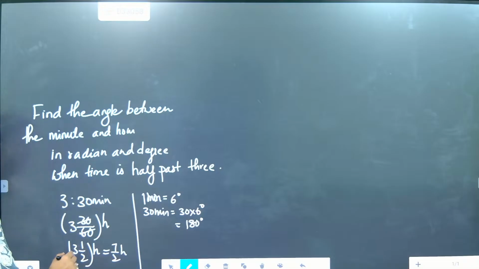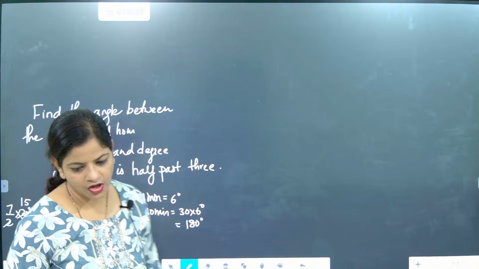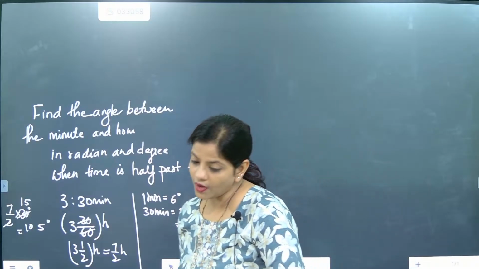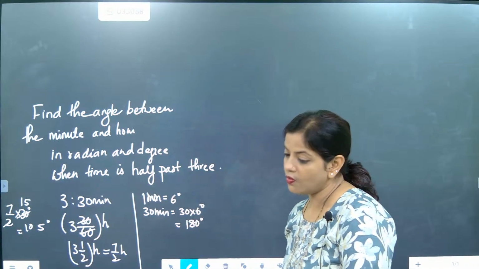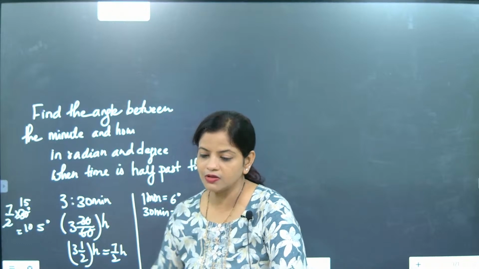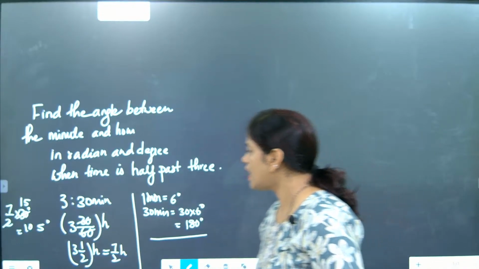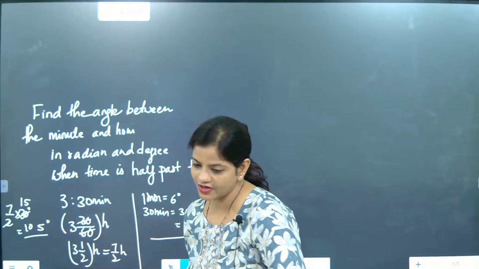Now for the hour hand, total 7 by 2 hours is there, so 7 by 2 into 30. It will become 105 degrees. Now you check how it is coming. One is coming 180 degrees, one is coming 105 degrees. Then how to solve this question? Because minute hand subtending is more and hour hand subtending is 105 degrees only.